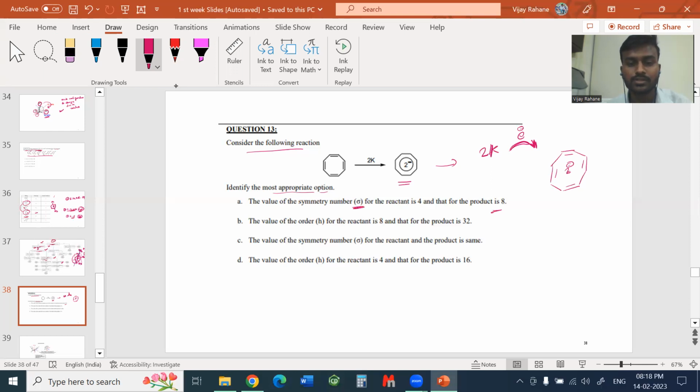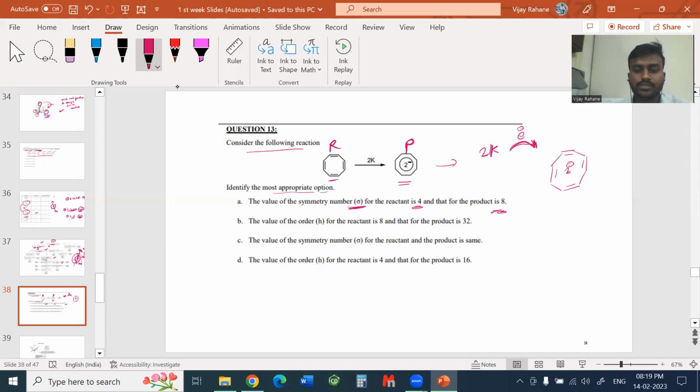In this option, they told for, let's label this as a starting S and product P, right? So the symmetry order for reactant or product. Instead of starting, we will give reactant R and product P. And what they have written, they have given order for reactant is 4 and product is 8.